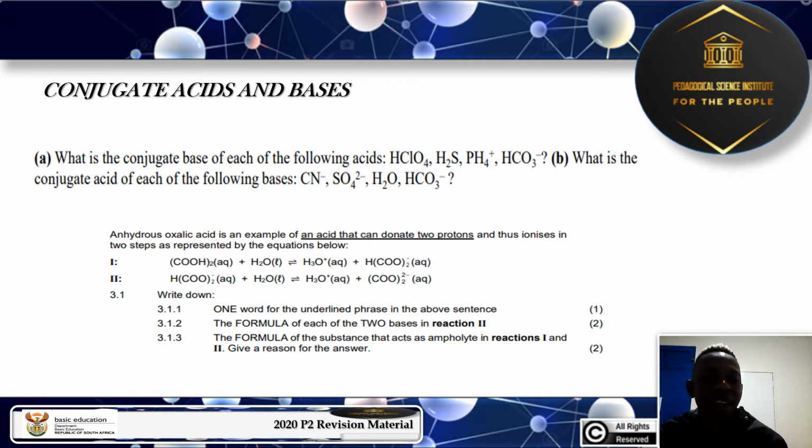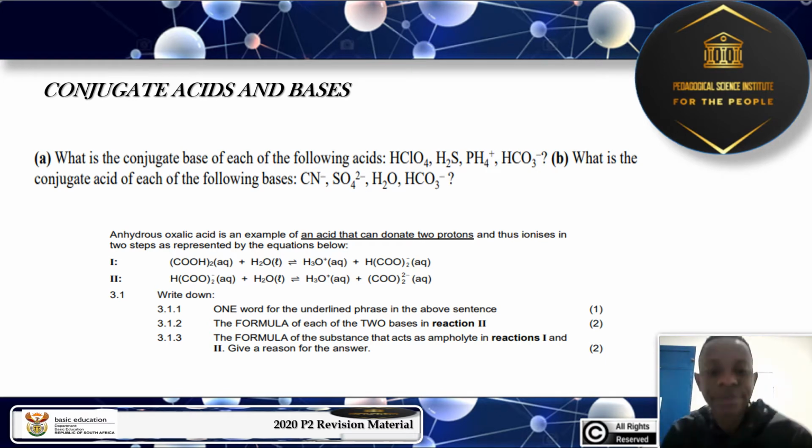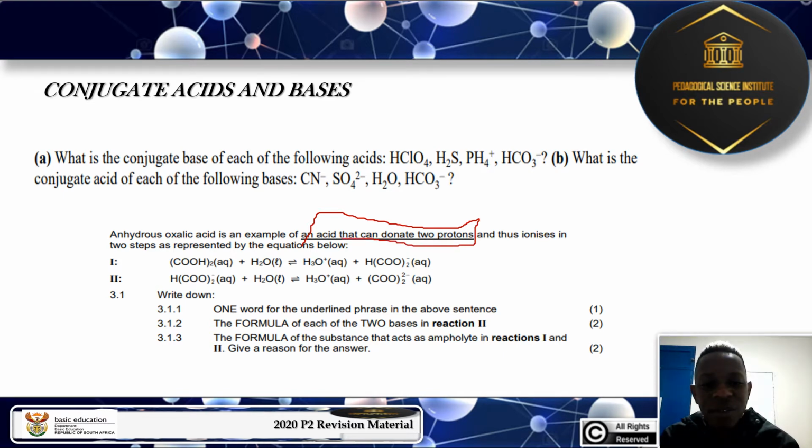So 3.1, write down one word for the underlined phrase in the above statement. One word for the underlined phrase, which is this one, an acid that can donate 2 protons. What is the name of that acid that can donate 2 protons?